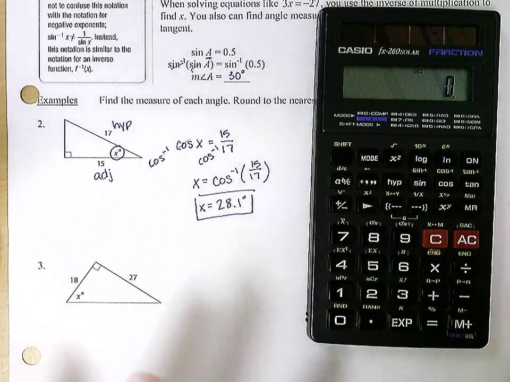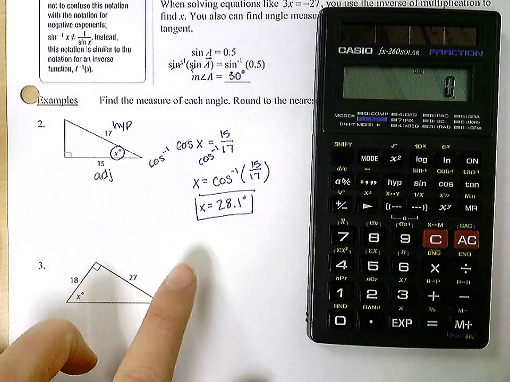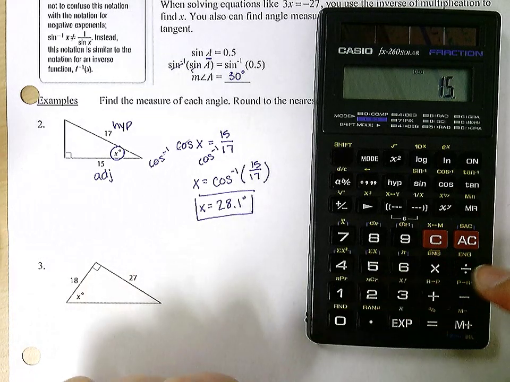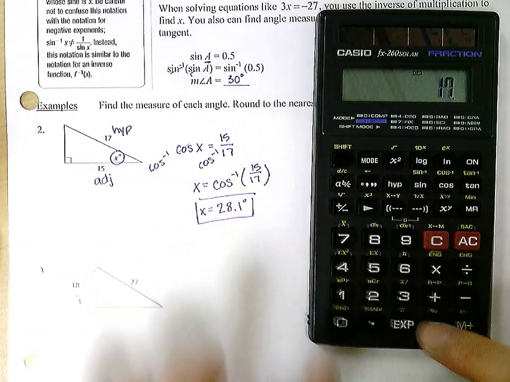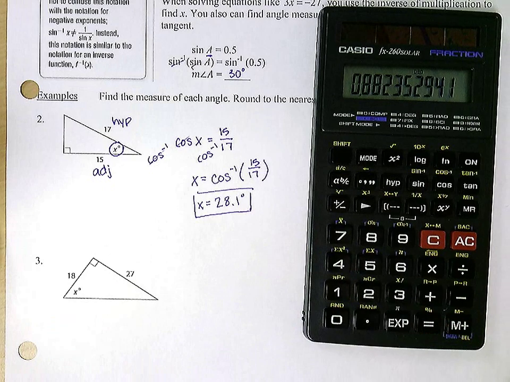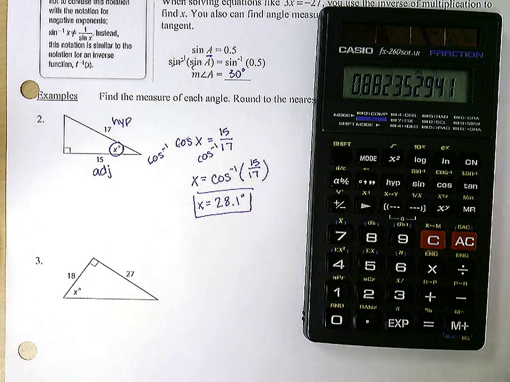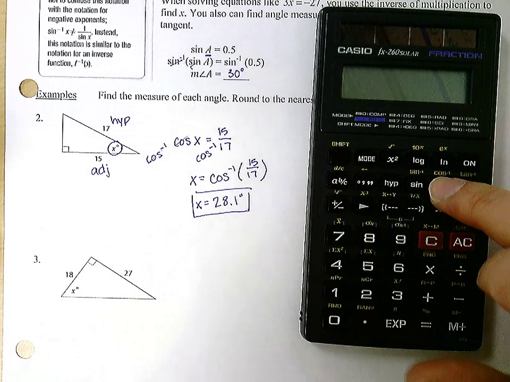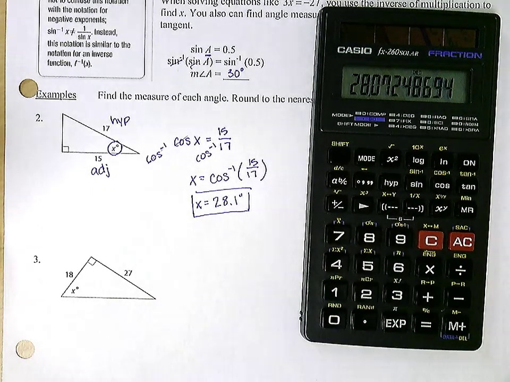You need to first type in the fraction. So 15 divided by 17, press equals and get a decimal. Okay, then you need to press your second, or if it's already cosine inverse button. So first you want to get the decimal for that fraction and then press cosine inverse.